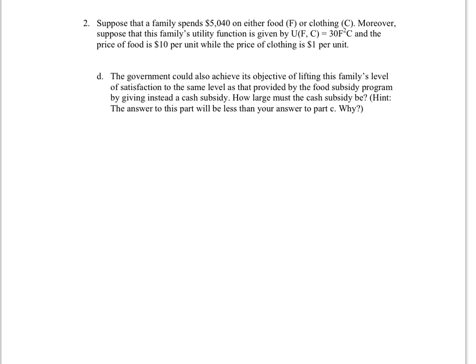So let's start with what we still know. The price of food is $10, originally at least. The price of clothing is always $1. The original income, we're going to call that M1, is $50.40.